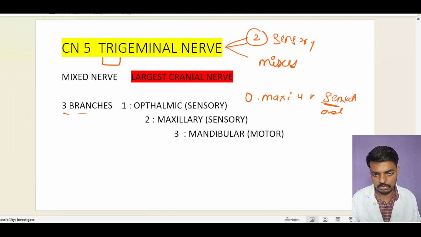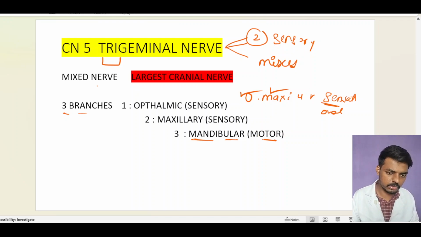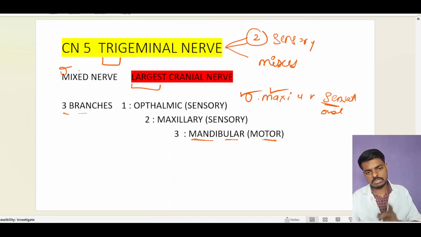So the sensory nerves are the ophthalmic and maxillary nerves. And our mandibular nerve is a motor nerve. Very important, it supplies our muscles of mastication and is responsible for our chewing movement. If the examiner asks for the largest cranial nerve, you can say the answer is the trigeminal nerve, and if the examiner asks for the longest cranial nerve, you can say the answer is the vagus nerve.